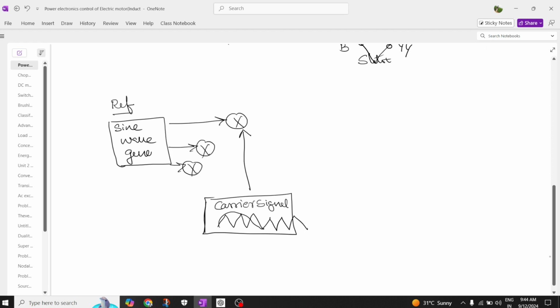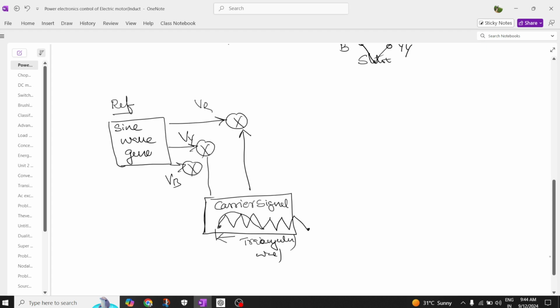I'm generating a triangular waveform, which has 6 triangles in one cycle. So I'm taking 6 triangles in one cycle, in such a way I'm selecting. Like this, I'm taking this as the R phase, this as the Y phase, and this as the B phase.